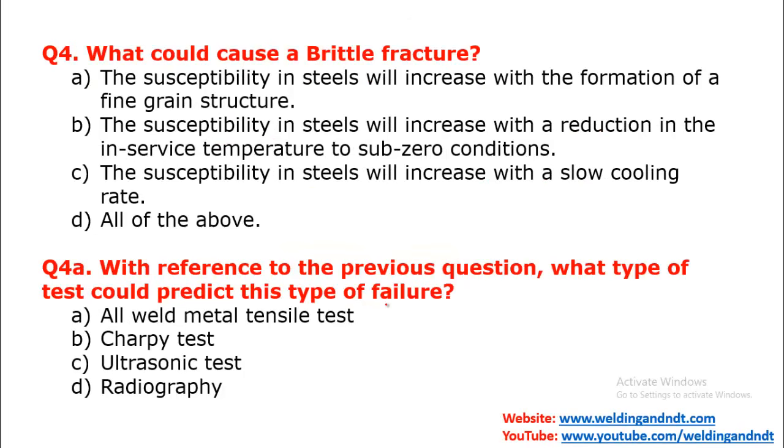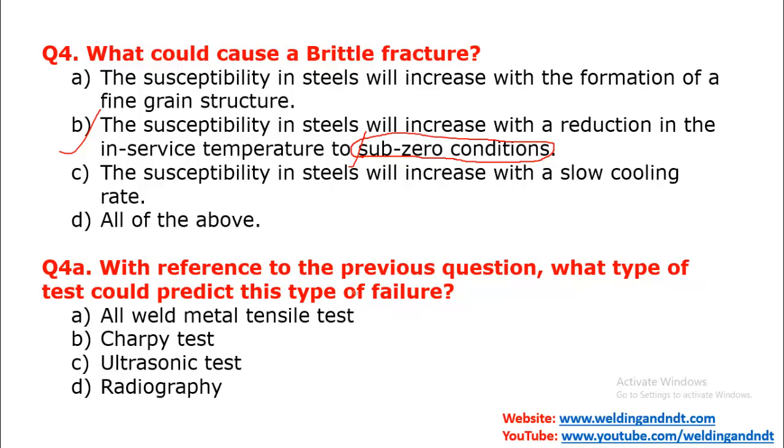Now, question number 4. What could cause brittle fracture? Brittle fracture can be caused whenever the material is subjected to sub-zero conditions. That means whenever the material has been subjected to a lower temperature, less than zero, that is sub-zero temperature, brittle fracture can happen. Hence, option B is the correct answer.